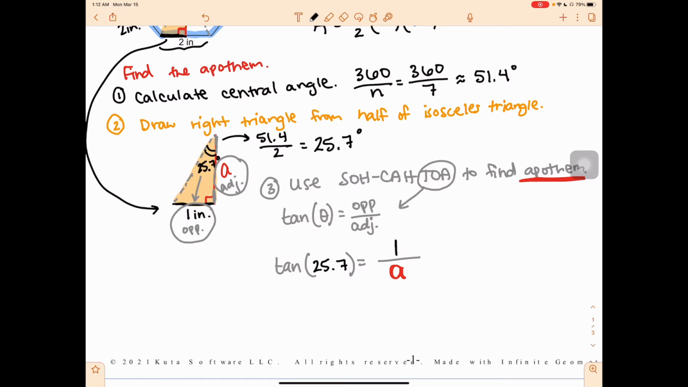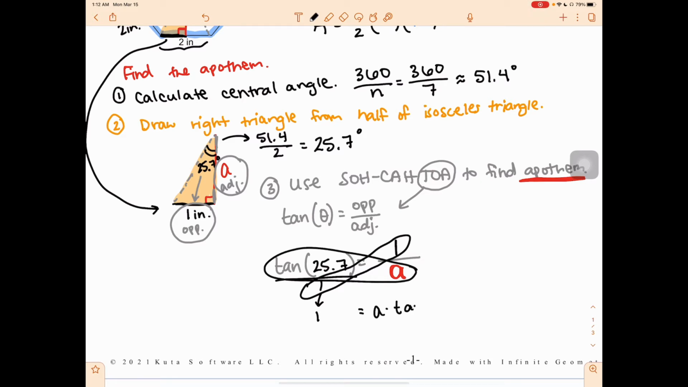So what I like to do is cross multiply. You can also multiply both sides by a here if you wanted to get rid of the a in the bottom. But let's go and cross multiply. So 1 times 1 is 1. A times tangent of 25.7.